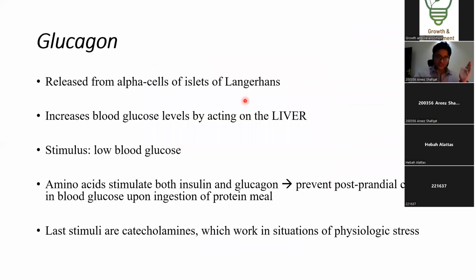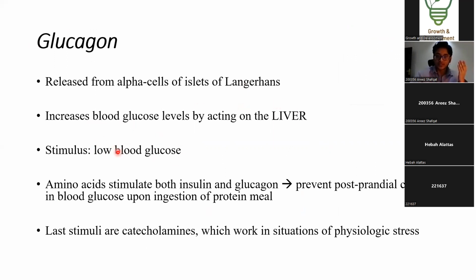Now we're done with insulin. Let's move on to glucagon. Glucagon is just this one slide. It's released from alpha cells of the islets of Langerhans of the pancreas. It is stimulated by low blood glucose, and it causes increased blood glucose by acting on the liver. We focused on this. Epinephrine acts on skeletal muscle and adipose tissue. Glucagon acts on the liver.